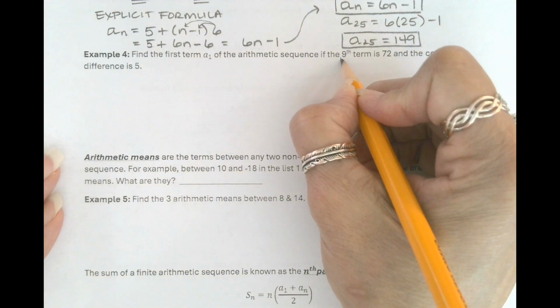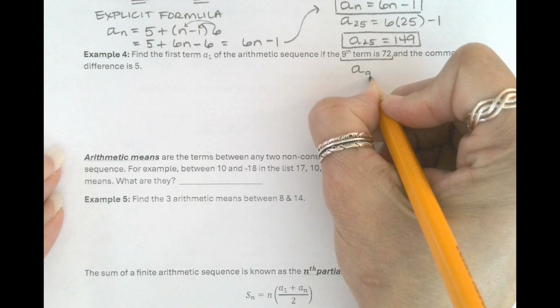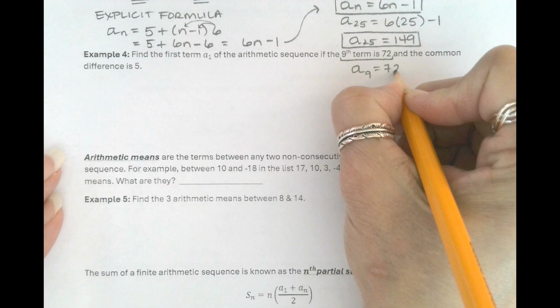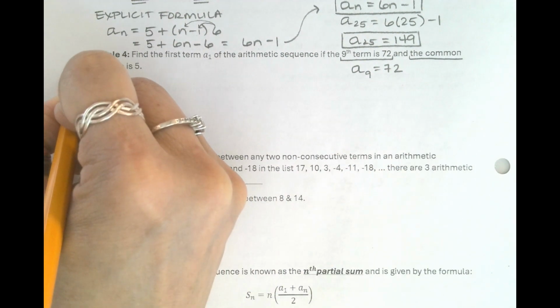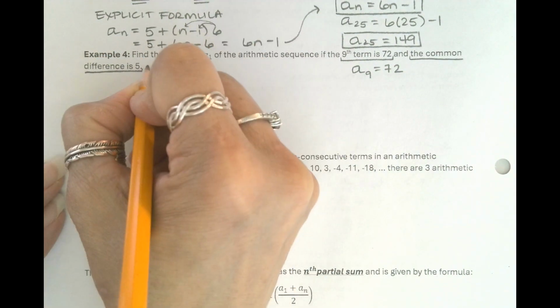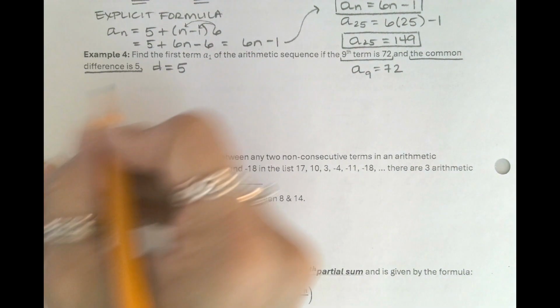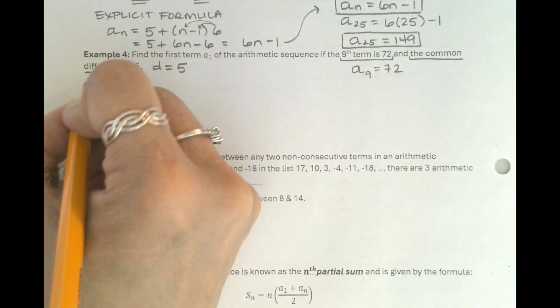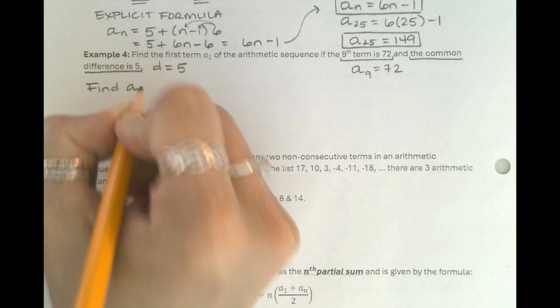So the ninth term is 72, is written as a sub 9 equals 72. The common difference is 5, is the same thing as saying d equals 5. And we need to find the first term, a1. So I'm going to write this down here. I need to find a sub 1.